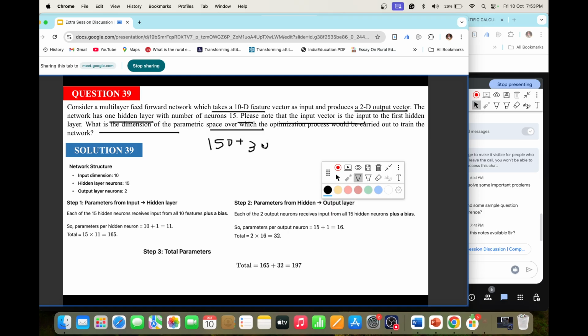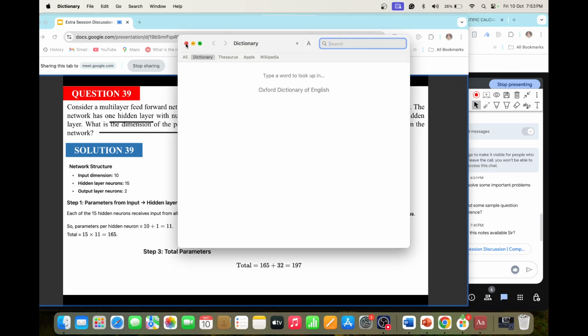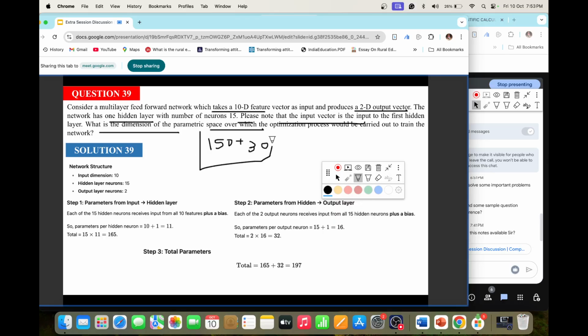150 plus 30, that is weights, and then 15 plus 2, that is biases. Just add all this and you get the answer, that is 197. Very easy, because first you have these 10 inputs and then 15 outputs, so all will be multiplied. 10 into 15 will give you 150, and then you have these 2 outputs, so 15 into 2 is 30. By this, that is 180.